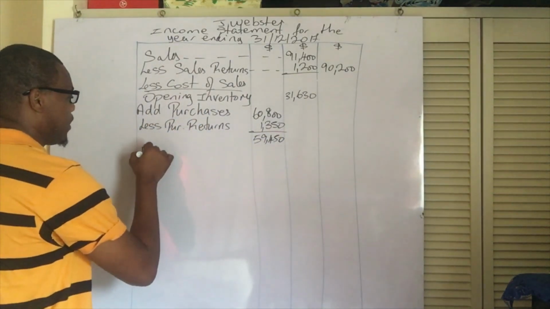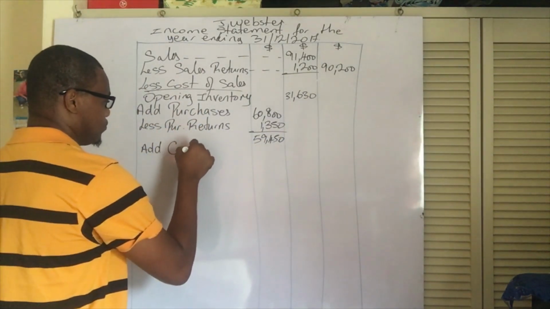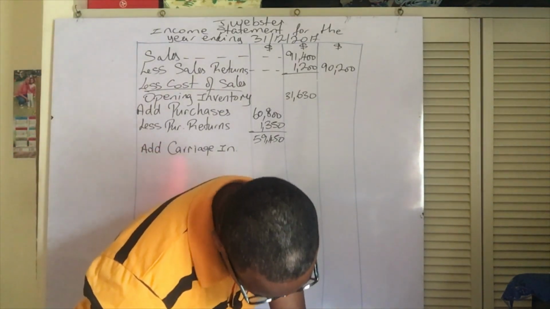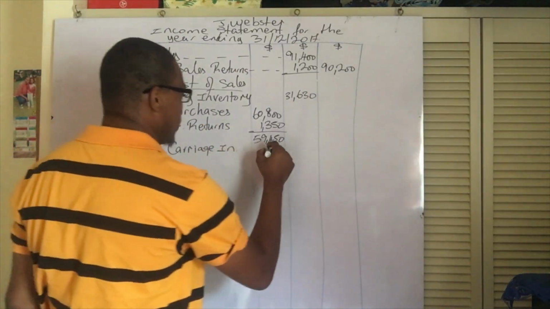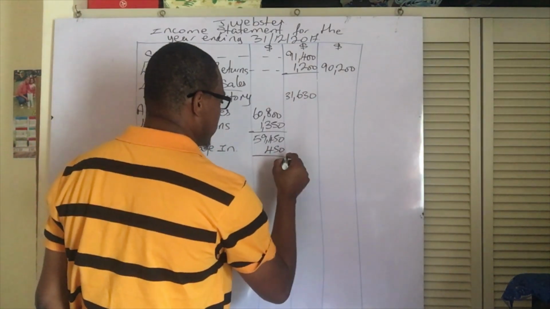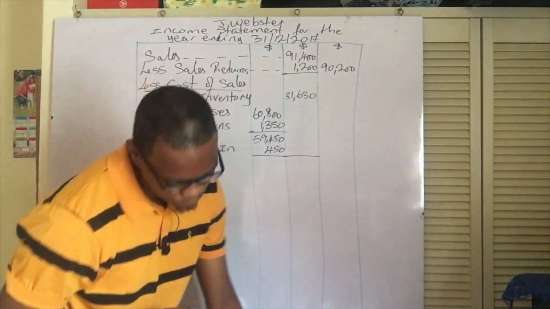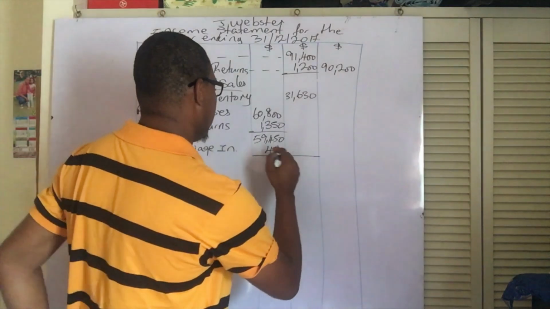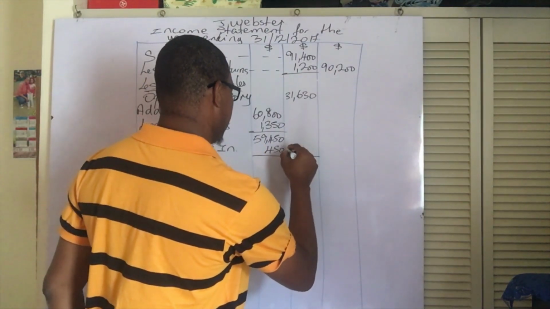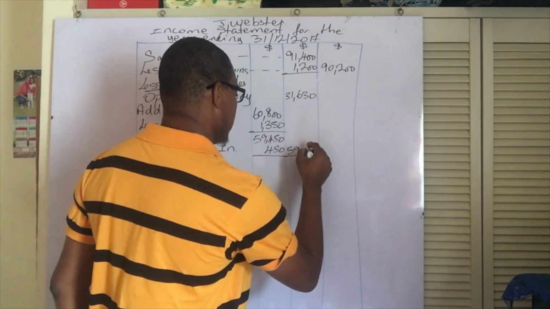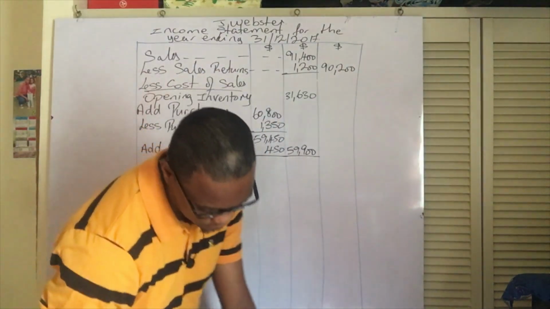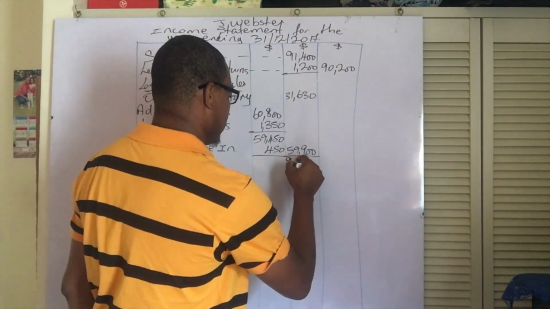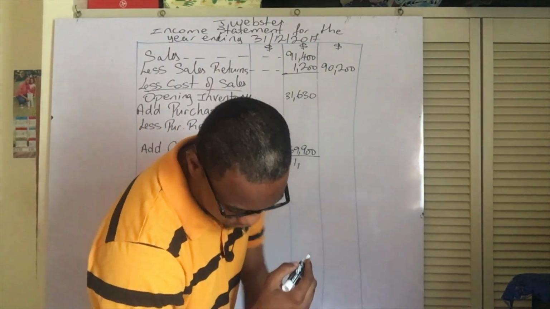And then now we can add our carriage inwards. And our carriage inwards figure, right, is $450. So that would now give us a figure, right? So this is 59,900. And you add that to that now, right? You're going to get 91,530.